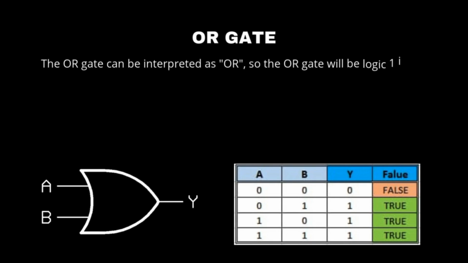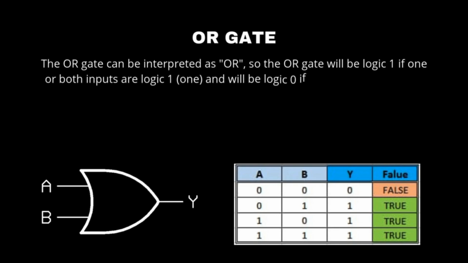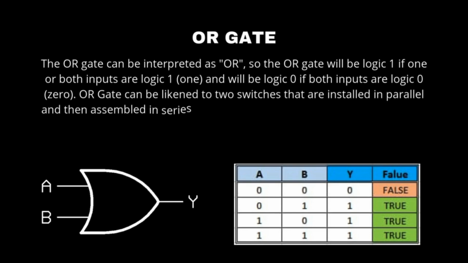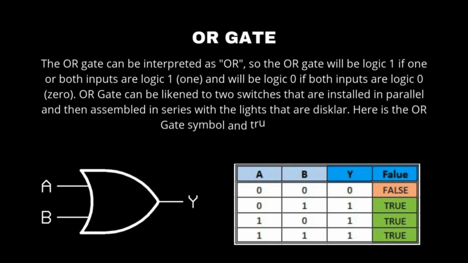OR gate. The OR gate can be interpreted as OR. So the OR gate will be logic 1 if one or both inputs are logic 1 and will be logic 0 if both inputs are logic 0. OR gate can be likened to two switches that are installed in parallel and then assembled in series with the lights that are switched. Here is the OR gate symbol and truth table.